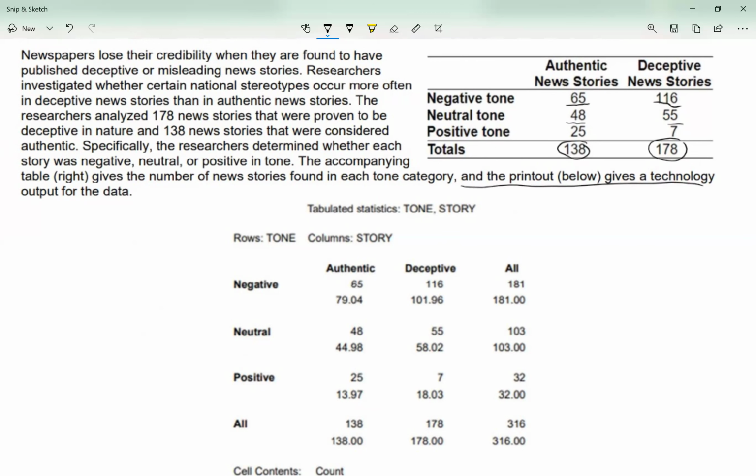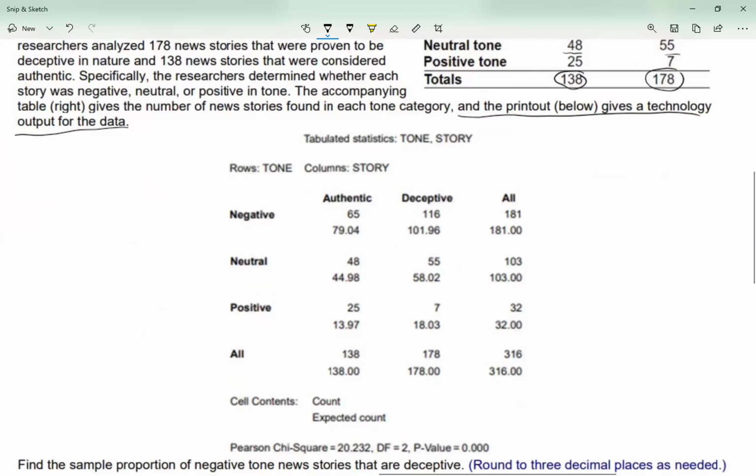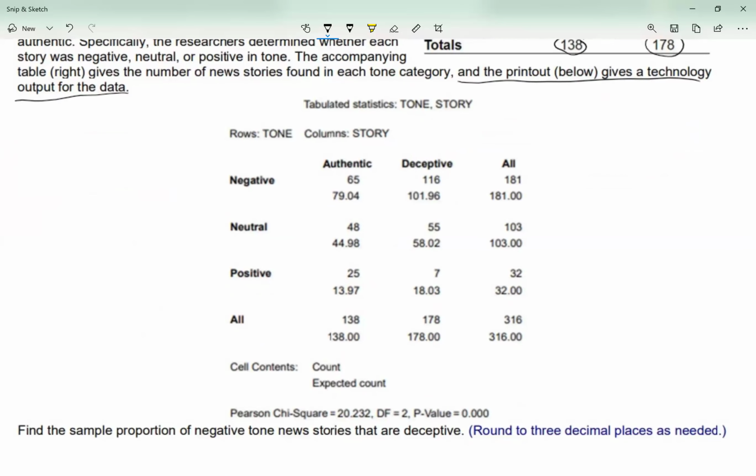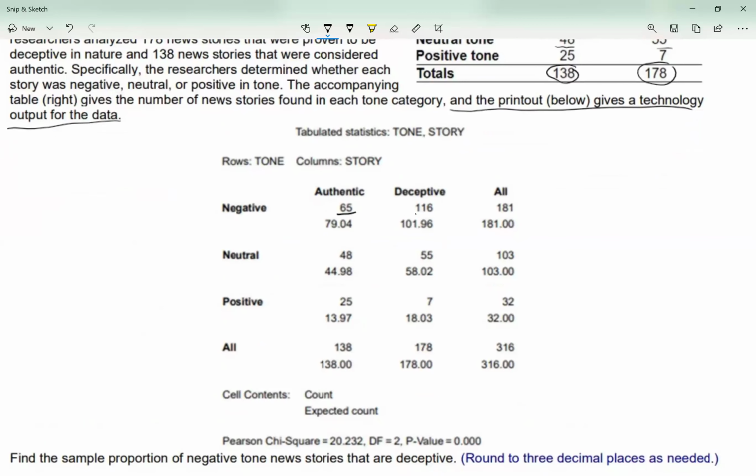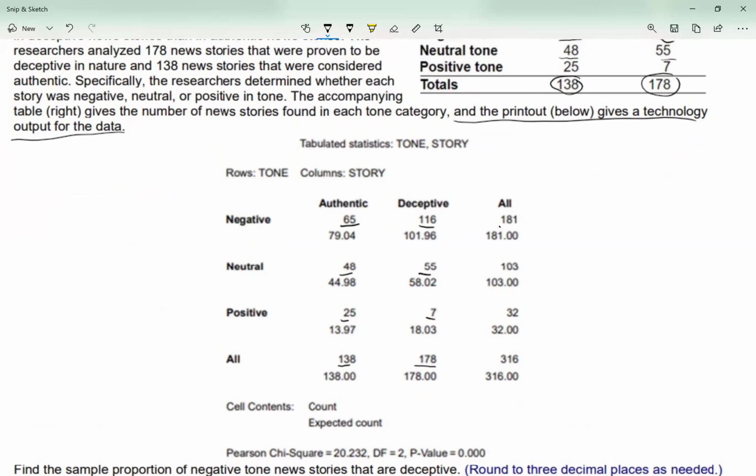Now let me continue reading. The printout below gives a technology output for the data. The tables that I asked you guys to work with last week, remember, this is it. Now 65 and 116 come from our table, the table that we just saw. 48, 55, and then 25, 7 come from our table. 138 is basically you added all the authentic. 178, you added all the deceptive. This 181 is when you added all the negative tones. 103 is when you added all the neutral tones. And 32 was when we added the positive tones.